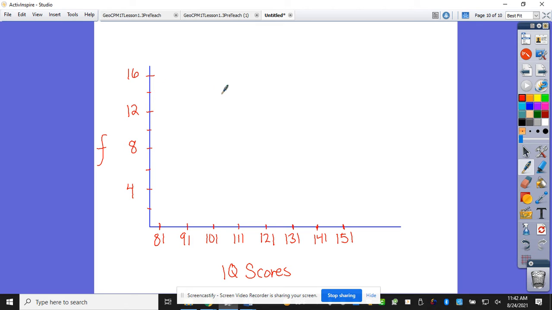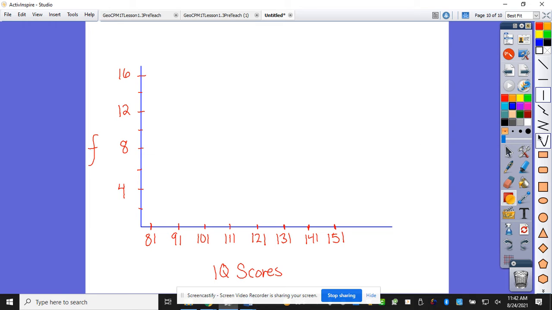And then my first bar starts at 81, goes all the way. So I want to see your hash marks or tick marks on the x-axis. The tick marks for your numbers that you put on the x-axis are the start and stop of your bars themselves.